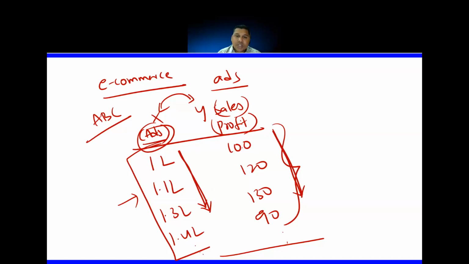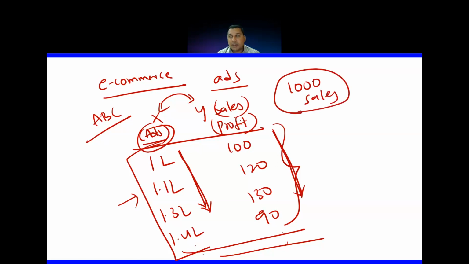Or, using this data, there is one question. This is my historical data. The question here is that you want to get 1,000 sales in a month. So how much money should you spend on advertisement to get 1,000 sales? You want to do some prediction, to find out the value. For that also you can use this regression model.